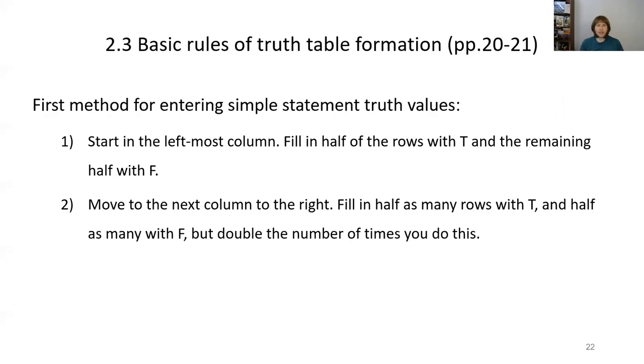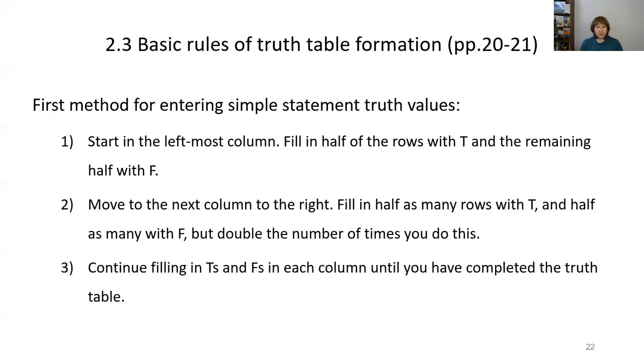We then move to the next column to the right. We fill in half as many rows with true and half as many with false, but we double the number of times we do this, so the whole row still gets filled up anyway. The third step is really just to repeat step 2. We continue filling in trues and falses in each column until we've completed the truth table. Now, I want to pause just for a second again here.